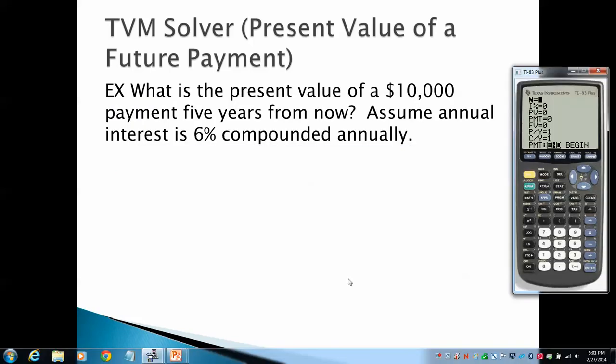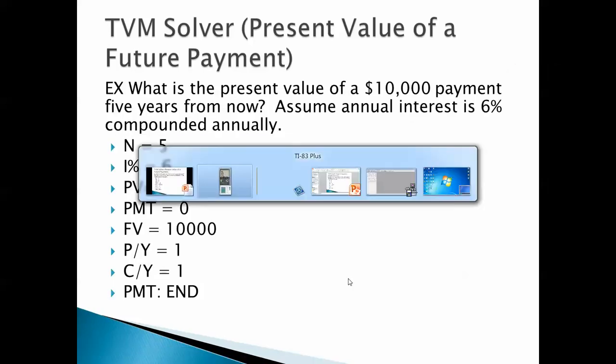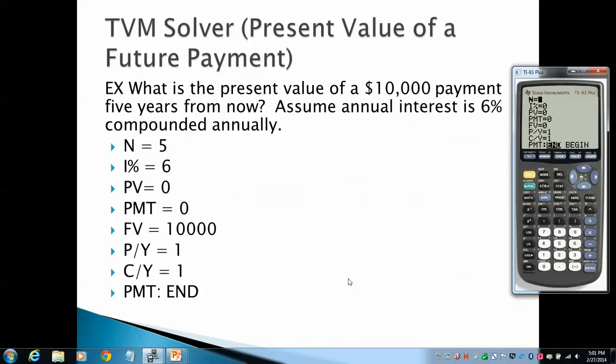Okay, so again, what's the present value of a $10,000 payment 5 years from now? Here's what we'd have to enter. N in this case is 5, because it's the number of compounding periods. Since interest is compounding annually, and we're talking about 5 years, N would be 5. I is 6. Again, don't enter 0.06. It's just 6. So at least with this device.